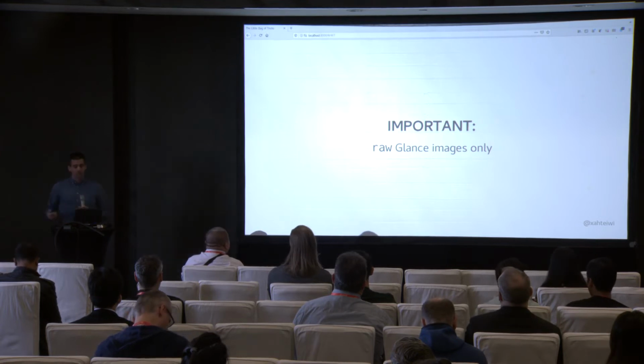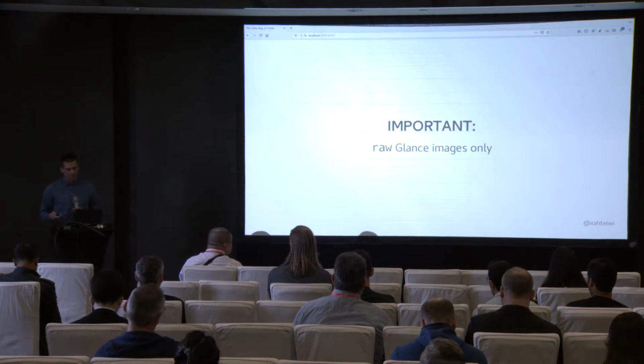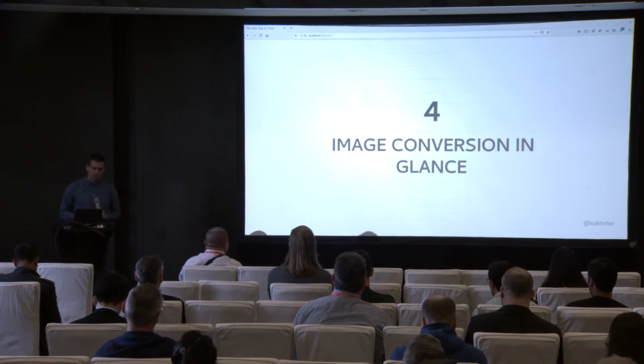But most vendor-provided cloud images come in QCOW2 by default, right? Or maybe your cloud service provider has already uploaded an image for you. So if I have an image in QCOW2 and I really want to have it in the raw format, what do I do? That's my next thing that I'm going to talk about, which is image conversion in Glance.